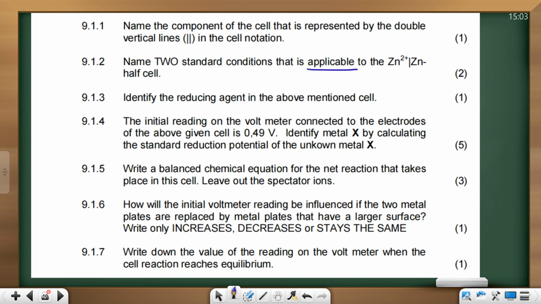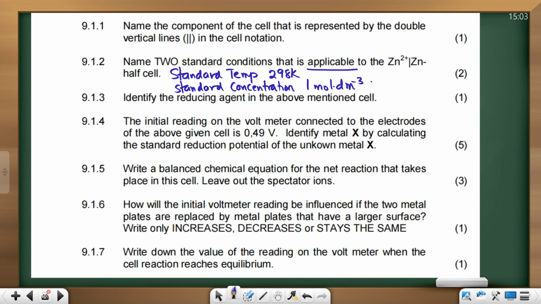Okay, so guys, which ones are correct here? Name 2 standard conditions. I gave you 3. Thank you, Tamron. Standard temperature and concentration. But I'm going to ask you to write it in full. So you are going to say standard temperature of 298 Kelvin and standard concentration of 1 mole per dm cubed. That's how you write your answer.